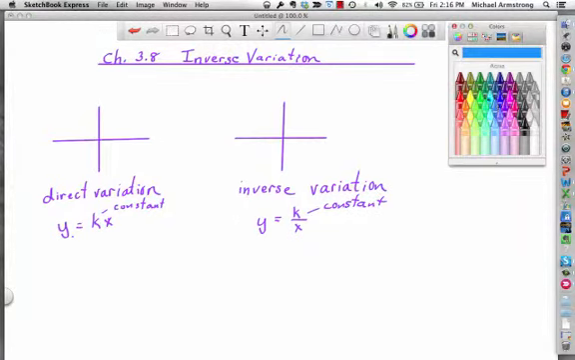Alright, let me change colors real quick. I don't know which is the best color to go with. Purple. Not orange. Yellow. No. Brown. There's no good colors to go with purple except maybe pink.